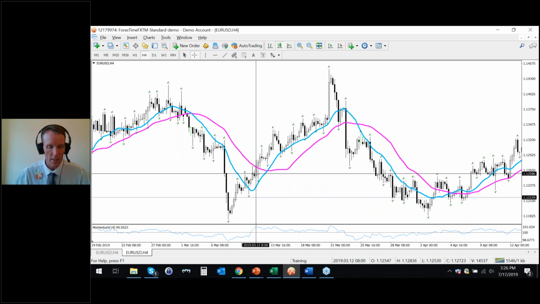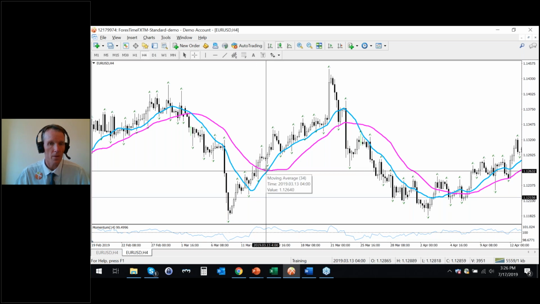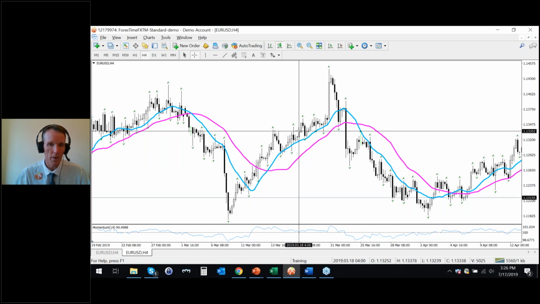What we're looking for is easy setups. It must just be easy, right? We're not trying to overtrade. We're not trying to push the market to give us something. So we left it. We missed this one.